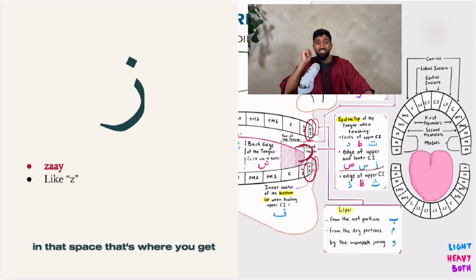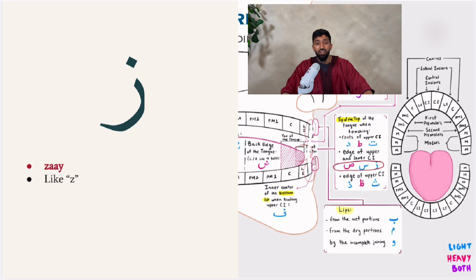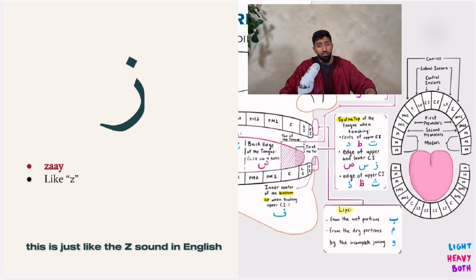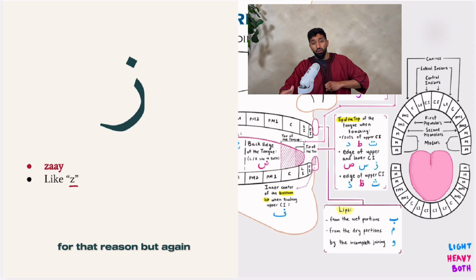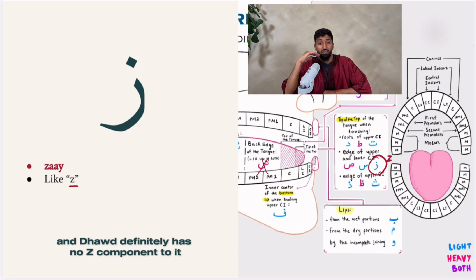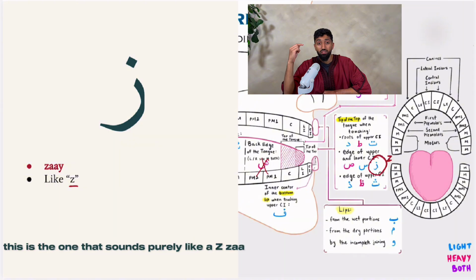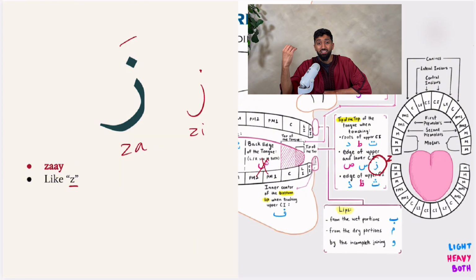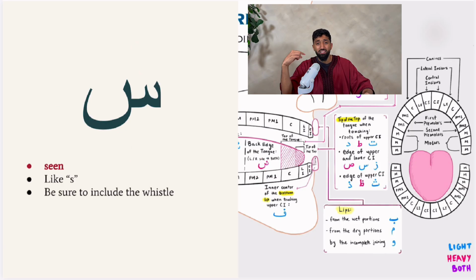That's where you get Sin, Sad, and Zai. Starting with Zai, often referred to as Za. This is just like the Z sound in English, and not a lot of people struggle with it for that reason. But again, this is the letter that sounds like a Z. Dha doesn't sound like a Z. Dhal doesn't sound like a Z exactly. And Dad definitely has no Z component to it. This is the one that sounds purely like a Z. Za. So Za Fatha Za, Za Kasra Zi, Za Dhamma Zu. The other letters that come from the space are Sin and Sad.